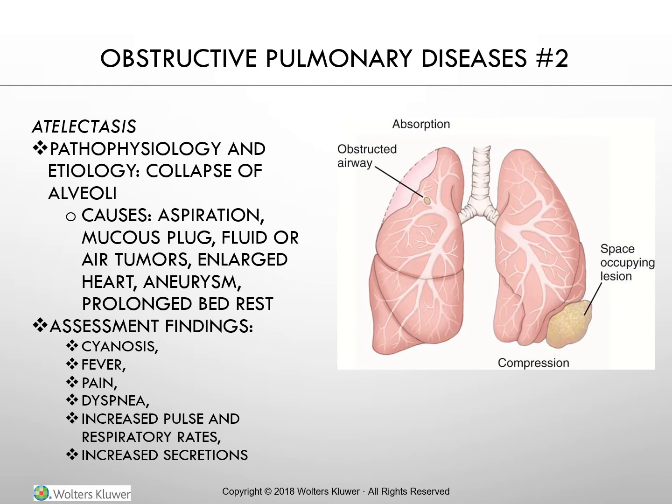The amount of involved lung tissue determines the extent of the symptoms. Small areas of atelectasis may cause few symptoms. With larger areas, cyanosis, fever, pain, dyspnea, increased pulse and respiratory rates, and increased pulmonary secretions may be seen. Although crackling may be auscultated over the affected areas, usually breath sounds are absent.